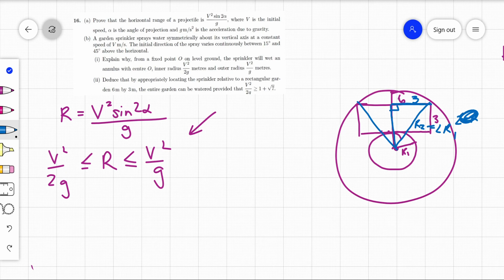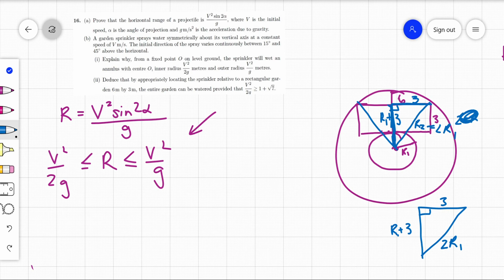And I guess we're interested in looking at what this would be. So we know this length would be R1 plus that 3. So that whole distance is R1 plus 3 in that triangle. So you've got this triangle here. This is R1 plus 3. This is 3. And this is two lots of R1, because it's really R2. Okay, so that gives us a condition.